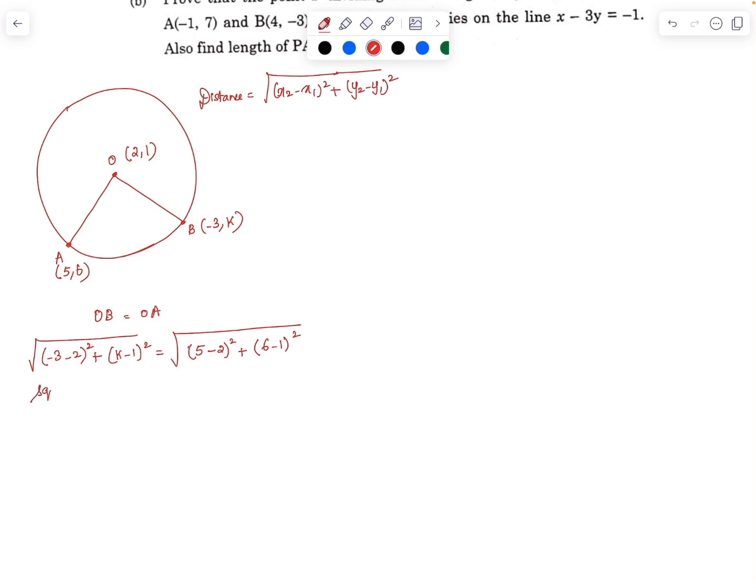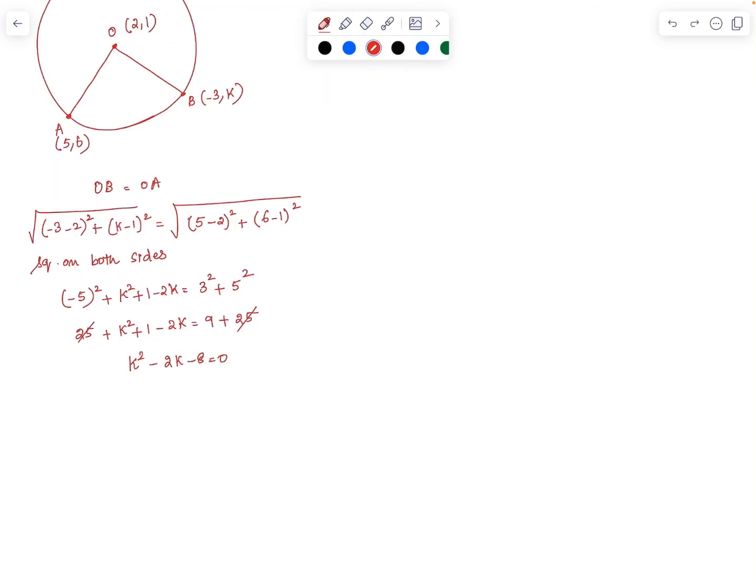Now squaring on both the sides, -3 minus 2 is -5, the whole square, plus expanding (k minus 1) the whole square, we get k square plus 1 minus 2k is equal to, the right side is 3 square plus 5 square. 25 plus k square plus 1 minus 2k is equal to 9 plus 25. 25 on the LHS and RHS can be cancelled. Gives us k square minus 2k minus 8 is equal to 0.